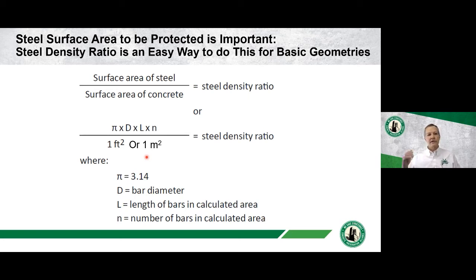And if you end up with this normalized value, steel density ratio, then it allows you to go and look at spacings in tables much easier than if you calculate a total surface area, and then every application, every job is going to be different because you're going to have a different number of square feet or square meters of steel surface area in every job you're going to look at.